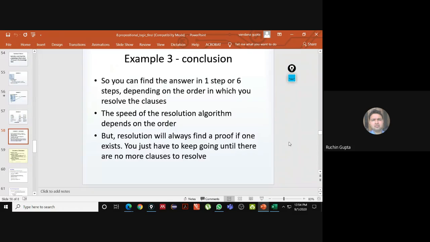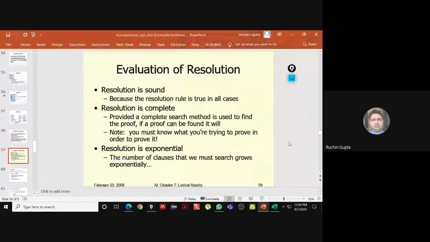In the next class, we will focus on the forward chaining and backward chaining methods, which are the other methods which apply the rules of inference. And that's how we will complete all the proof methods in propositional logic.